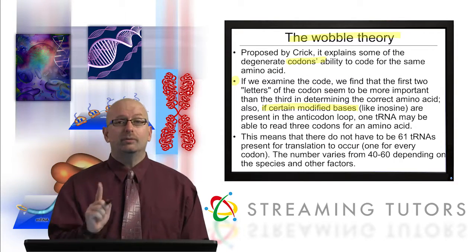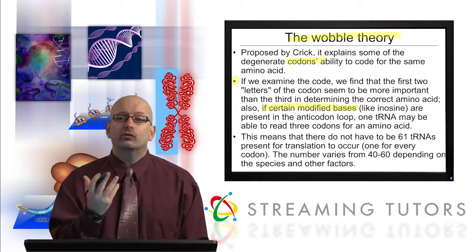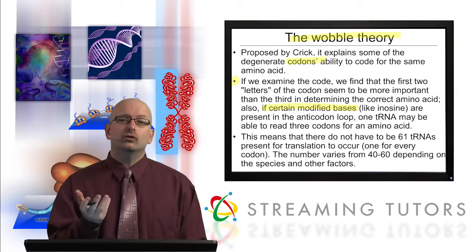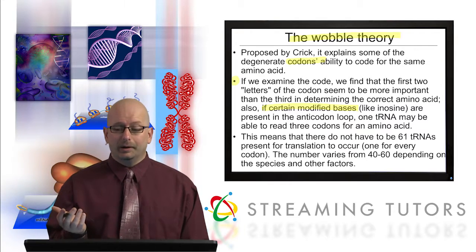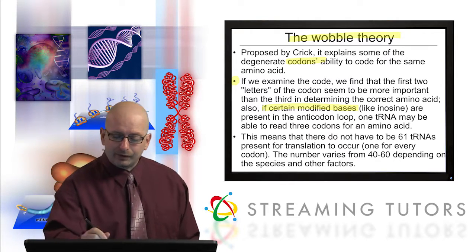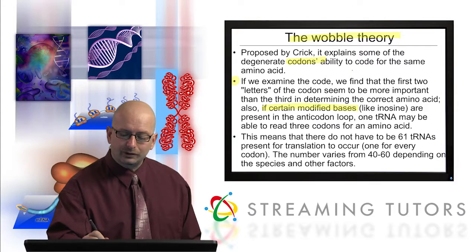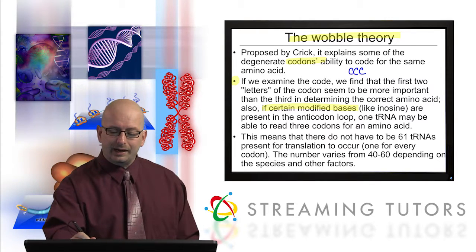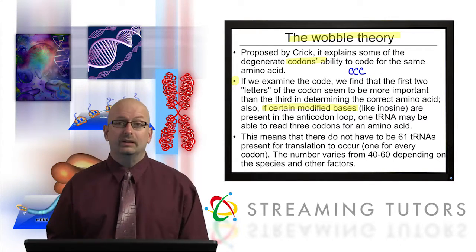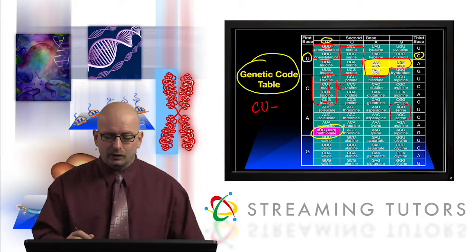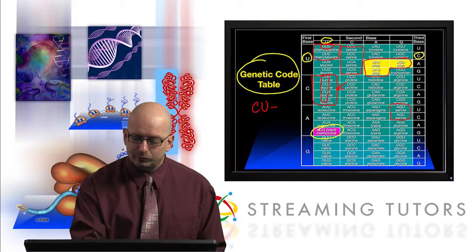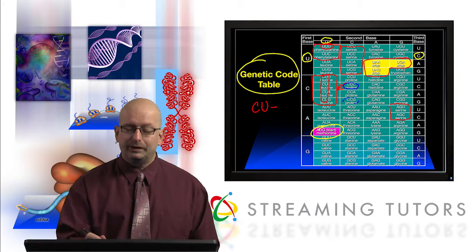It means, though, a couple of things. First of all, it's considered to be a fail-safe in case of mutation. It wouldn't always work, but the point being, if a codon like CCC mutated to CCG, you would think that would be a problem. But if we go back and look, CCC is proline and CCG is also proline.